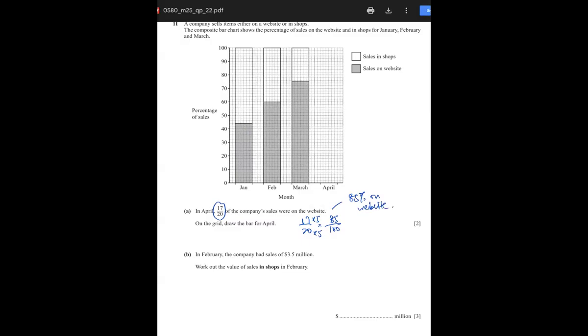Let me get out my handy tool. 85. Oh, too thick. 85. So draw until here. Then the rest I put in here. Then I shade it in.